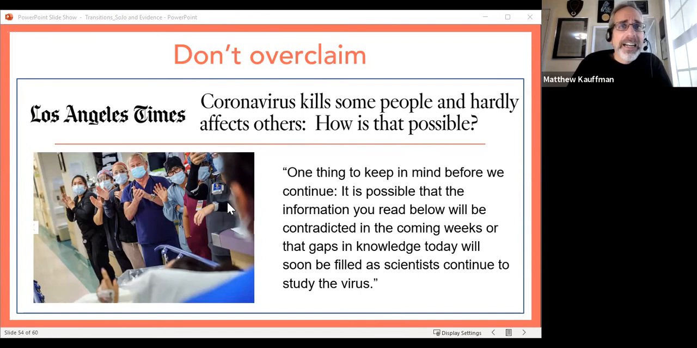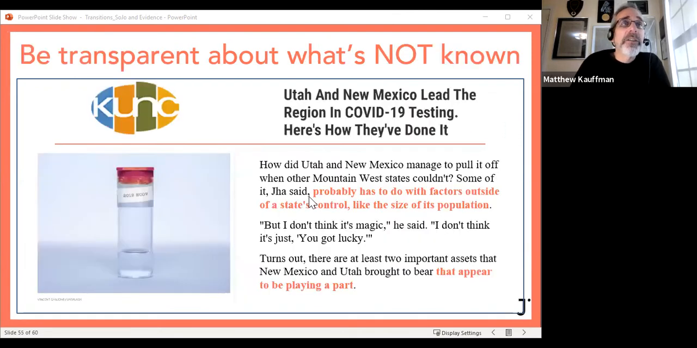One thing high in the story: one thing to keep in mind before we continue, it's possible the information you read below will be contradicted in the coming weeks. So it's like, we're going to tell you a bunch of stuff, be aware we might be wrong. It might be totally contradicted before the month is out. So yeah, careful not to overclaim, be open about limitations. Be transparent about what you don't know.